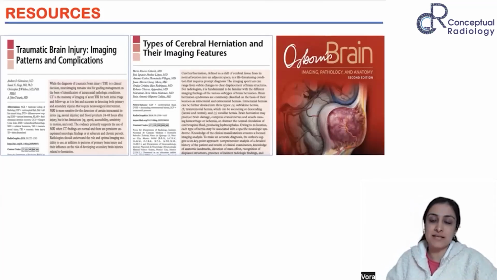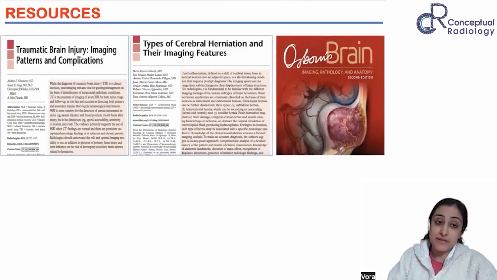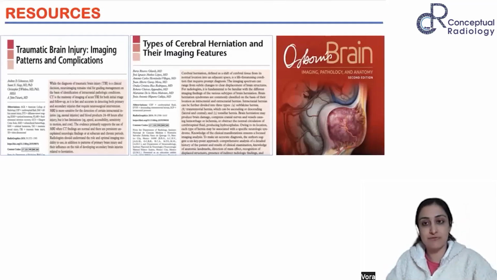So these are the 3 things that I want you to read. These would be good to read, even though I've included. So obviously, Osborne is, as I said, our Bible for neuroradiology. This is what the base is going to be. 2 very good articles, one on traumatic brain injury imaging patterns from Radiographics, and one is on herniation. So this is both what I have referenced in this class as well. All right.